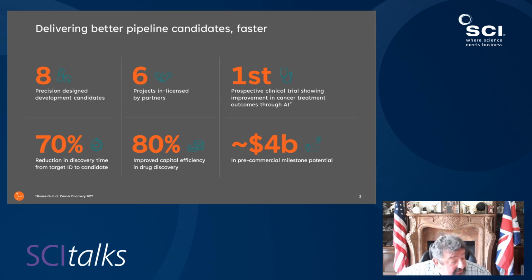We've consistently got a 70% reduction in discovery time from target ID to candidate, about an 80% improved capital efficiency in overall drug discovery costs, and then 4 billion potential, you know, to be clear, potential in milestones negotiated with partners. So part of the success of the company, we were some of the very first entrants into using generative methods for drug discovery.